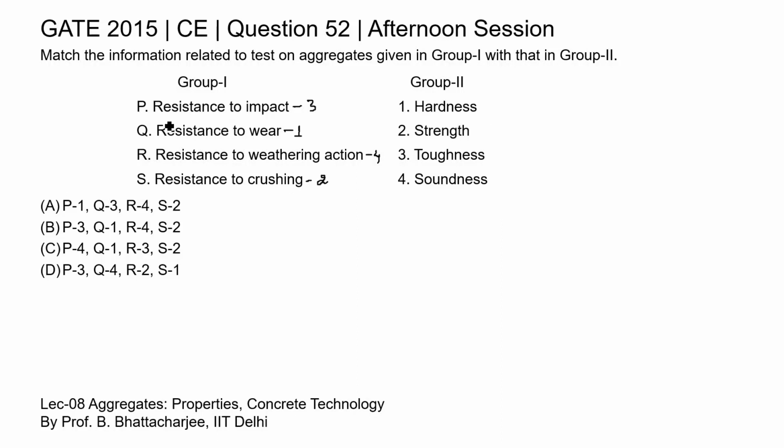So, the correct match for P is 3. P3 is given in options B and D only, so options A and C become incorrect. For Q, the correct match is 1. Q1 is given in option B only, so option D also becomes incorrect. For R, the correct match is 4, and for S, 2. So, all these matches are correctly given in option B. So, option B is the correct answer for this question.